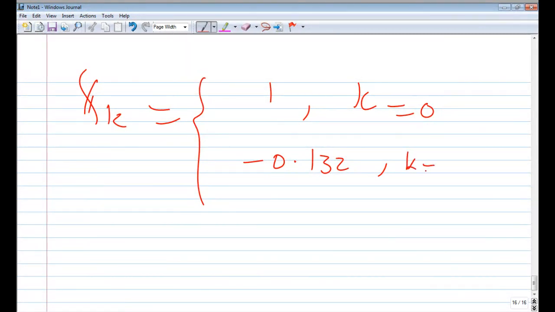For k equals 0 I got 1, and the next one I got minus 0.132, and for k equal to 2, minus 0.158, and 0 for the rest.